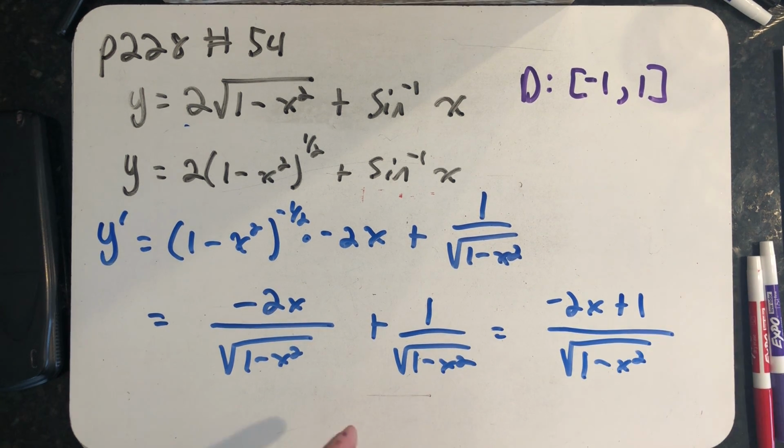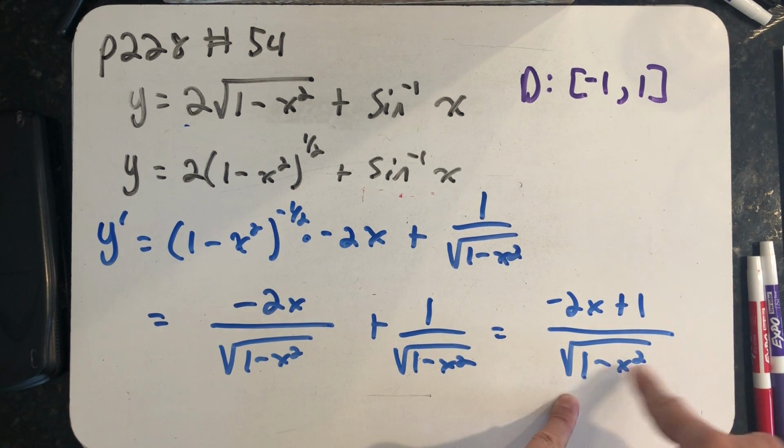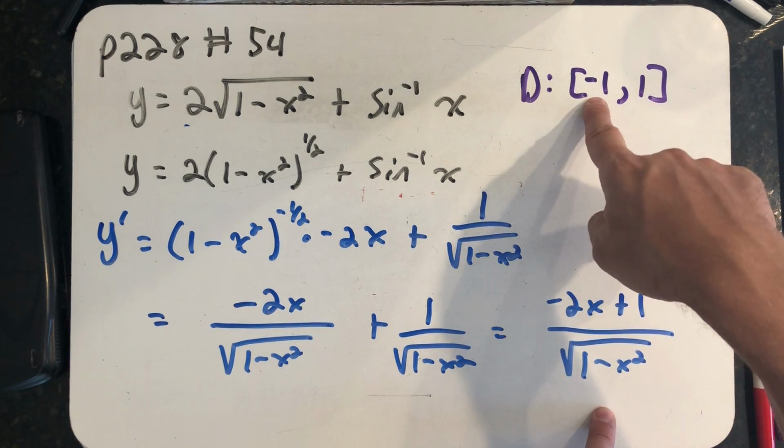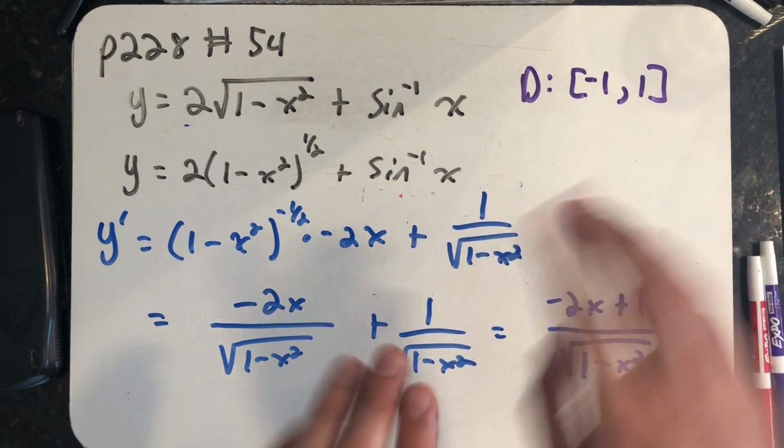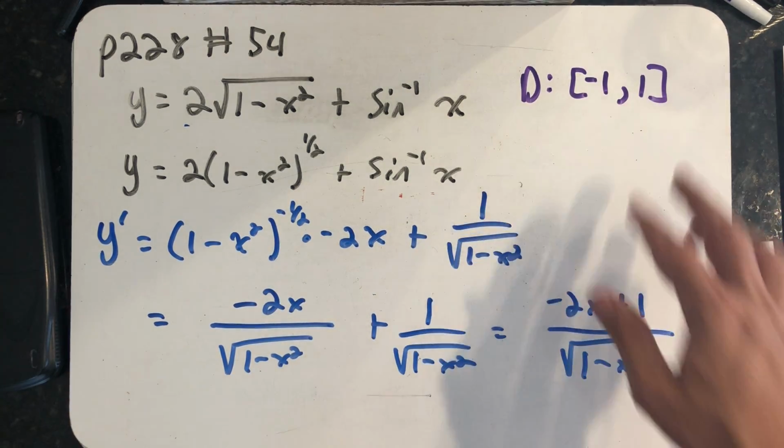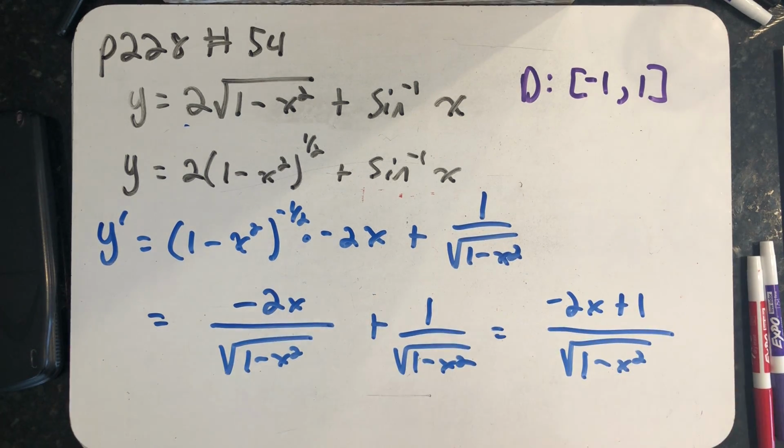All right, I have my derivative, and now I need to look for where it's either equal to 0 or undefined. It'll be undefined when the bottom's equal to 0, and I can quickly see that that's just the endpoints of my domain. So those aren't critical points because they're on the endpoints. Critical points are supposed to be on the inside.